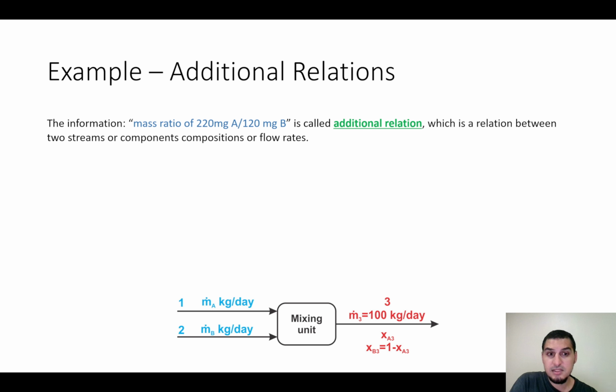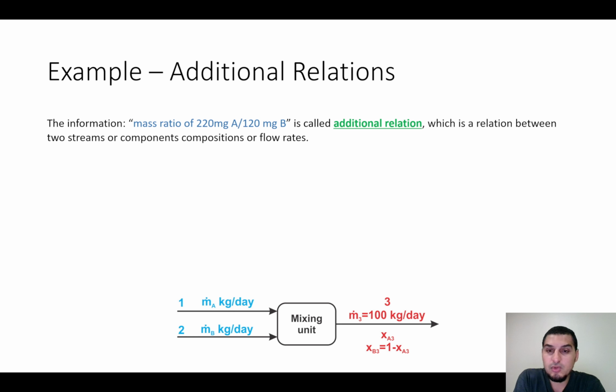And as I said, it's a relation between any two parameters. It can be, as in this example, a relation between two flow rates. It can be a relation between two compositions, or between any two parameters in the flow sheet or in the process. So if we look again at the additional relation, we will see that it's a relation between two of the 3 parameters. So we have one extra equation.